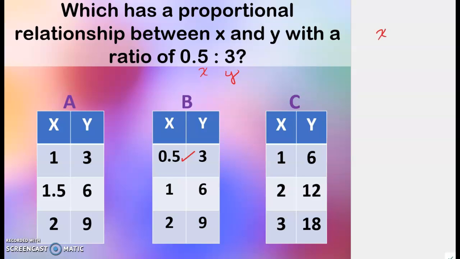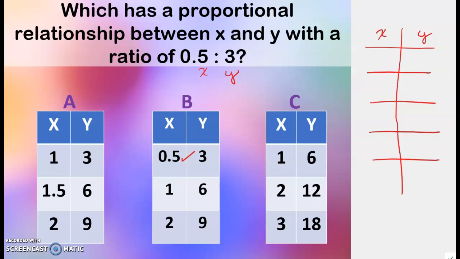I'm going to go ahead and make a table. So my x and y table. Now remember, I can skip count if I use every one, or else I can just find a multiplication or division. So I have a simplified first, so I'm going to start with that, 0.5 to 3. So in this one, I'm just going to go ahead and skip count.